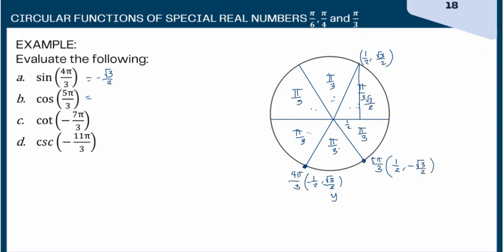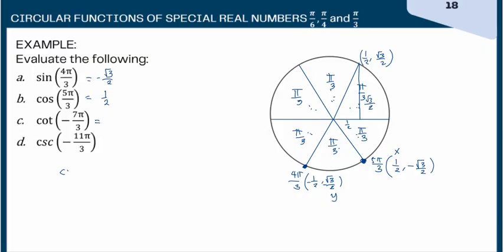So if we're talking about now our cosine value here, our cosine value would be our x. So therefore, this is 1 half. And then for our cotangent of negative 7 pi over 3, we are going to move clockwise. So we start here 1, 2, 3, 4, 5, 6, 7. And as you can see, we have the same location as 5 pi over 3.